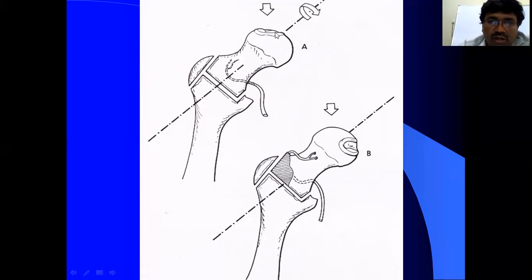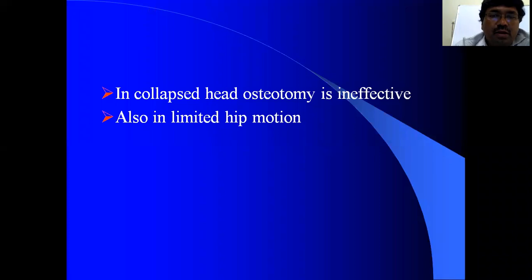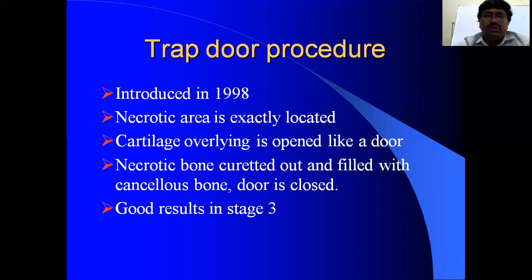The necrotic area is on the weight-bearing surface. Once the osteotomy is made, it is rotated, so the necrotic area will come into the non-weight-bearing area. This is called a transtrochanteric rotational osteotomy. But it is useful only in the initial stages. Once the head is collapsed, the osteotomy is very ineffective. One more drawback is the limitation of hip movement because the congruity is not there, so it limits the movement of the hip joint.